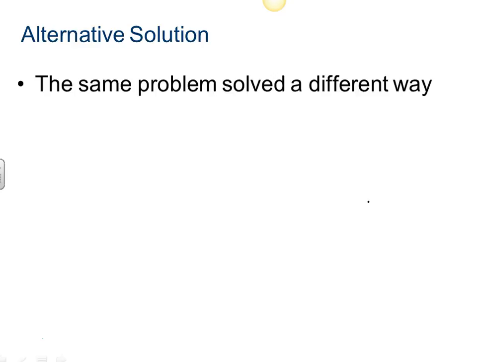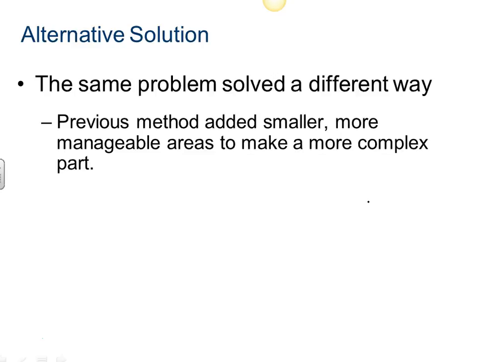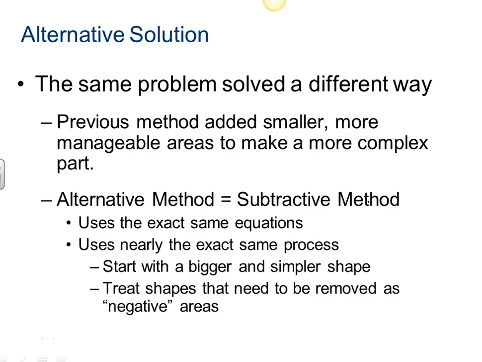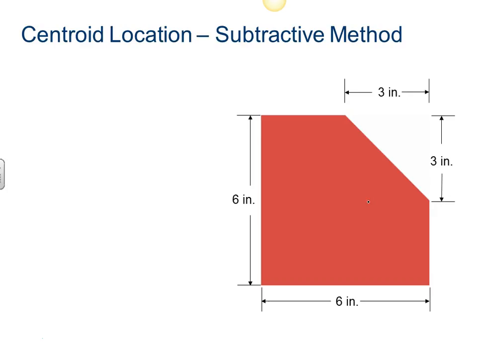All right, an alternative solution would be, and this is the same problem solved in a different way. The previous method added smaller, more manageable shapes to make a more complex part. The alternative method is called the subtractive method. That uses the exact same equations and nearly the exact same process, but you start with a bigger and simpler shape and then treat shapes that need to be removed as negative areas.